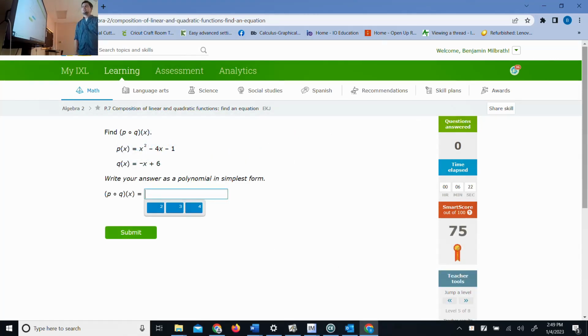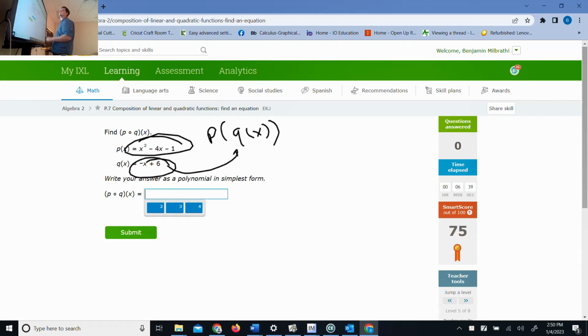It hasn't changed much, has it? What they've done here is they've made this thing a trinomial. They basically just give me a little more work to do. So again, it's p composed of c of x. And everywhere I see an x in P, I'm going to replace it with negative x plus 6.